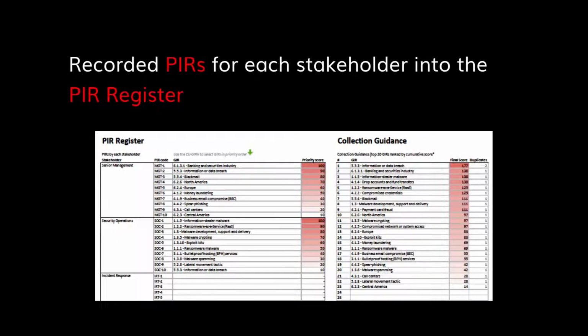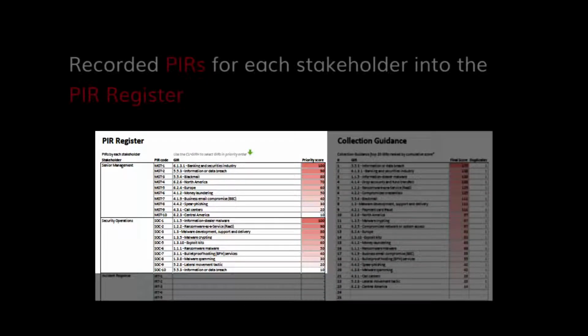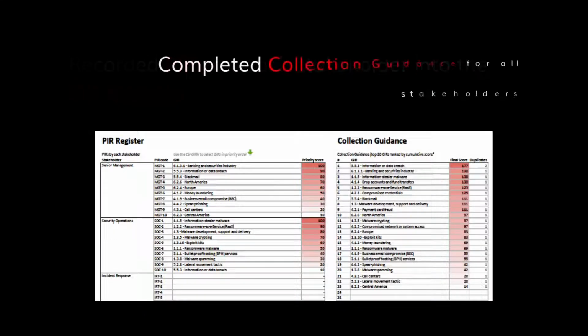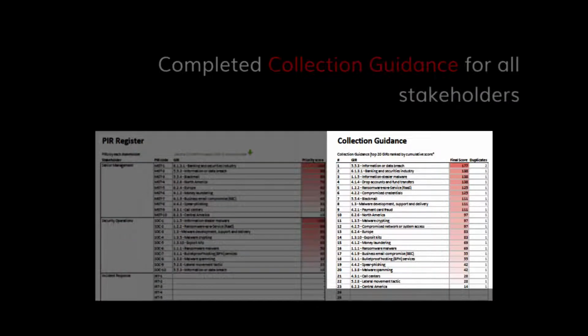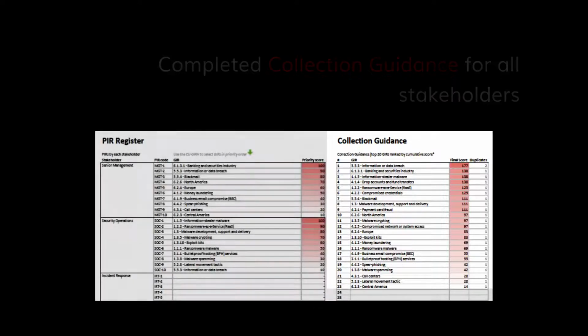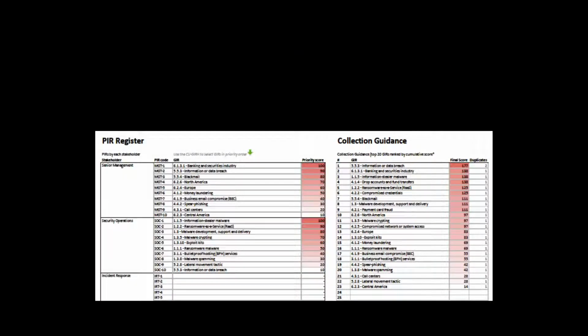In previous videos, we walked through how to select and rank priority intelligence requirements for your stakeholders and how to enter this into your PIR register. We also walked through your collection guidance, which is a consolidated list of all priorities across your enterprise. This is going to tell us what should be collected in order to satisfy our customers' intelligence needs across the board. So with these in hand, you're now ready to prepare your collection plan.